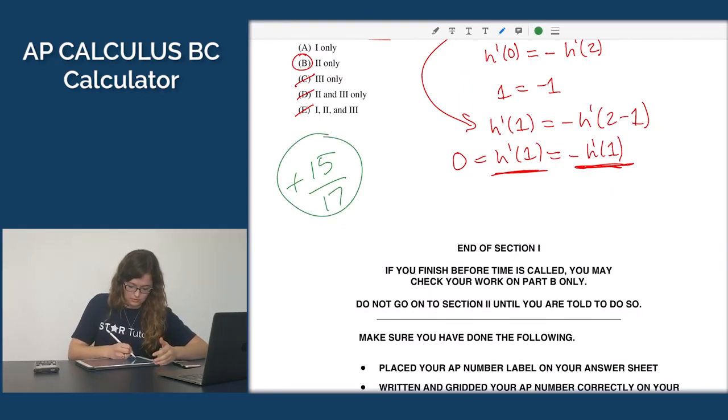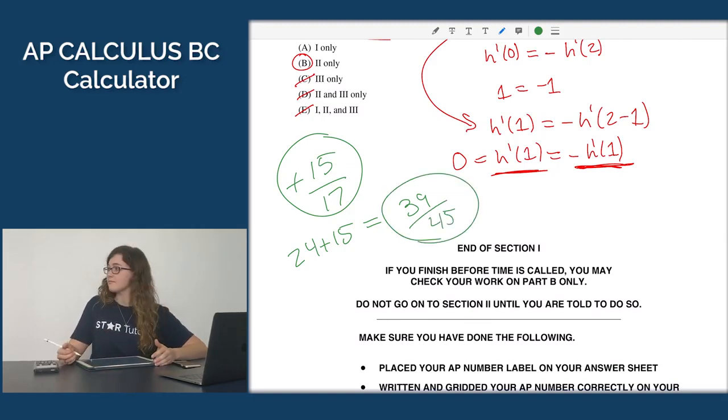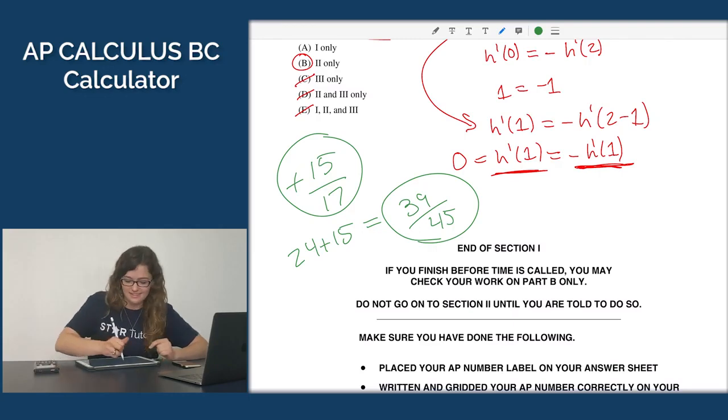So that means total I've got 25 plus 15, which is 39? 39 out of 45. Okay, then that means I only have to average 3 out of 9 on each of the free response questions in order to get a perfect score, a 5, on this AP test.